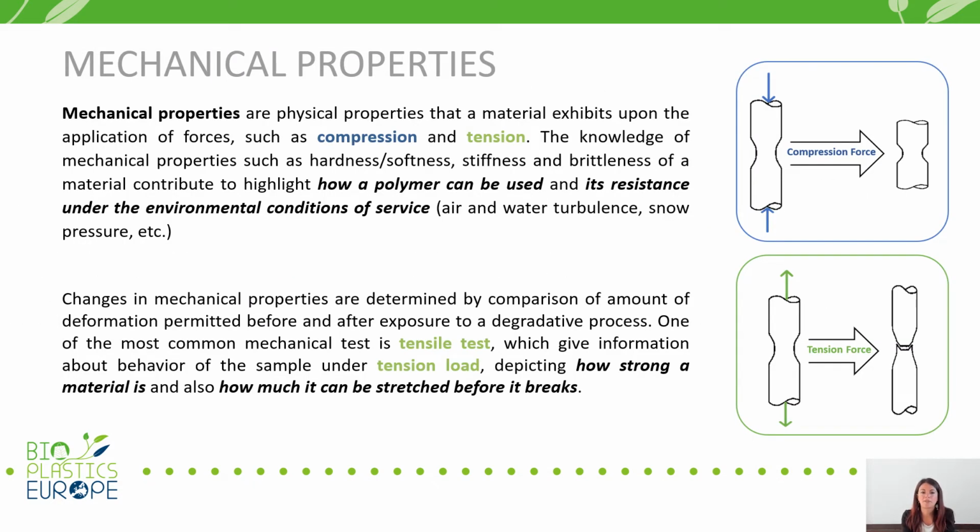Mechanical properties are physical properties that a material exhibits upon the application of forces such as compression and tension. The knowledge of mechanical properties such as hardness, softness, stiffness, and brittleness of a material contributes to highlight how a polymer can be used and its resistance under the environmental conditions of surface, such as air and water turbulence and snow pressure. Changes in mechanical properties are determined by comparing the amount of deformation permitted before and after exposure.